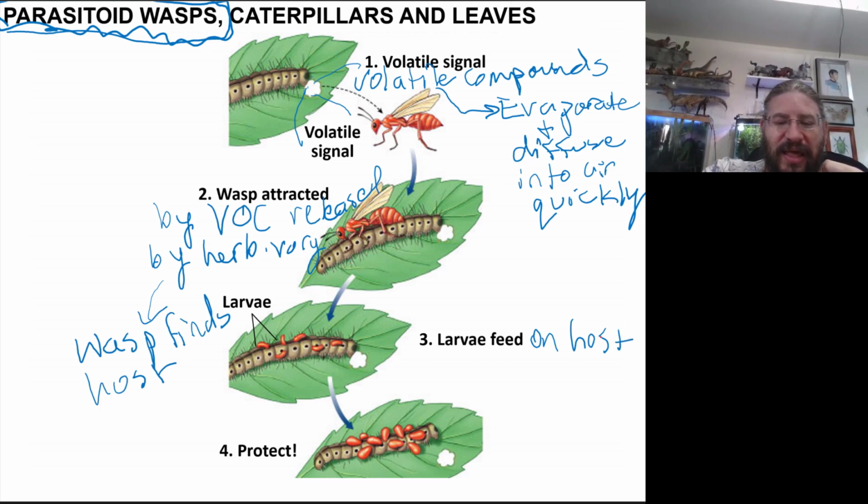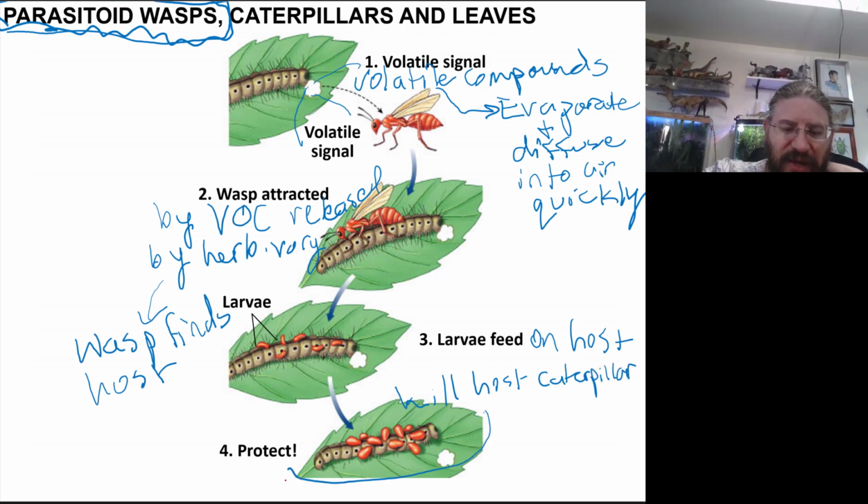and then they kill the host caterpillar, and that protects against herbivory. So then the larvae pupate into adult wasps, and you have a new life cycle going on. So that's wild. I love that.